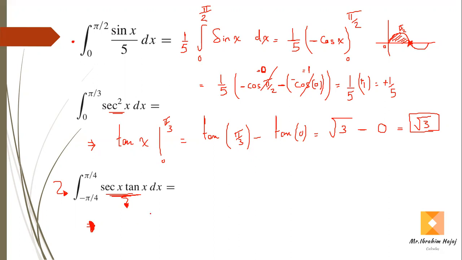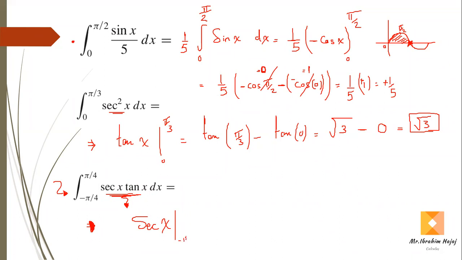You don't know, guys, what function its derivative is sec x tan x? Equal 1, right? The answer is going to be 1. Yes. Sec x tan x equals 1. But I am asking about the function whose derivative is sec x tan x, which is secant. So the antiderivative of sec x tan x is sec x.